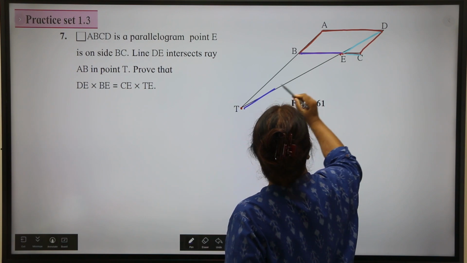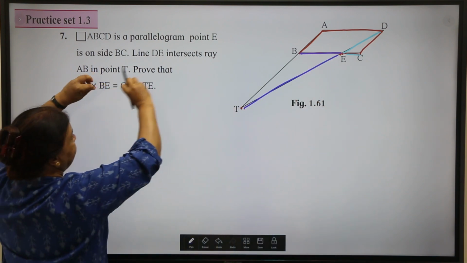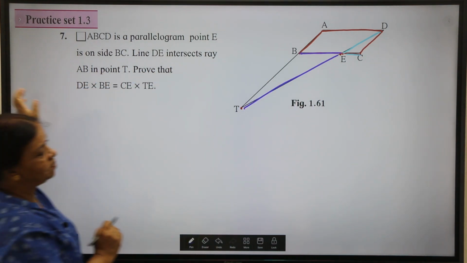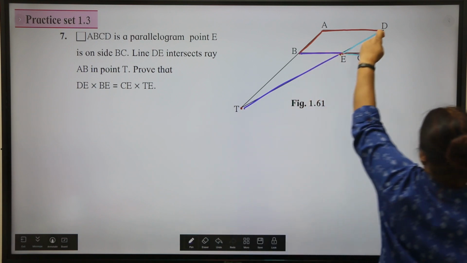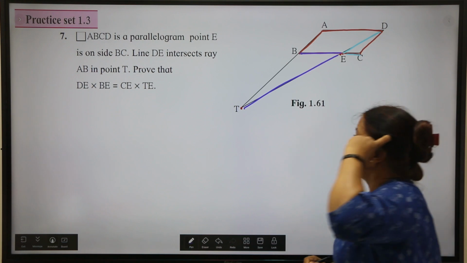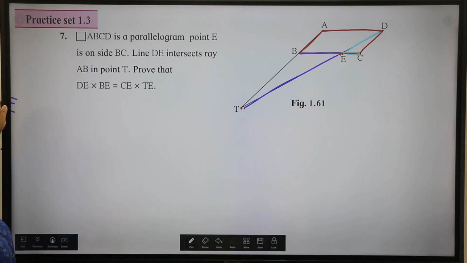This is your TE. So when I want to write this line, I traced my line, where I am tracing it on this triangle, the small triangle, and on this big triangle, isn't it? So I need to prove these two triangles similar, and then I will be able to prove my result.